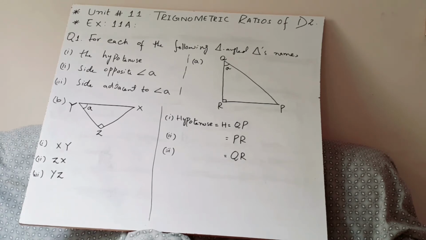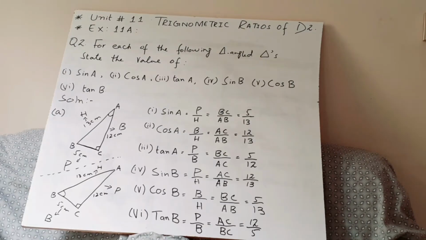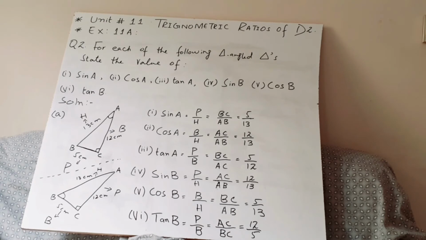Okay, let's move on to question number 2. In question number 2, the statement is written: for each of the following right angle triangles, state the value of the 6 parts given. We have two right angle triangles, A and B. For each triangle we have to find the value of sine A, cosine A, tan A, sine B, cosine B and tangent B.